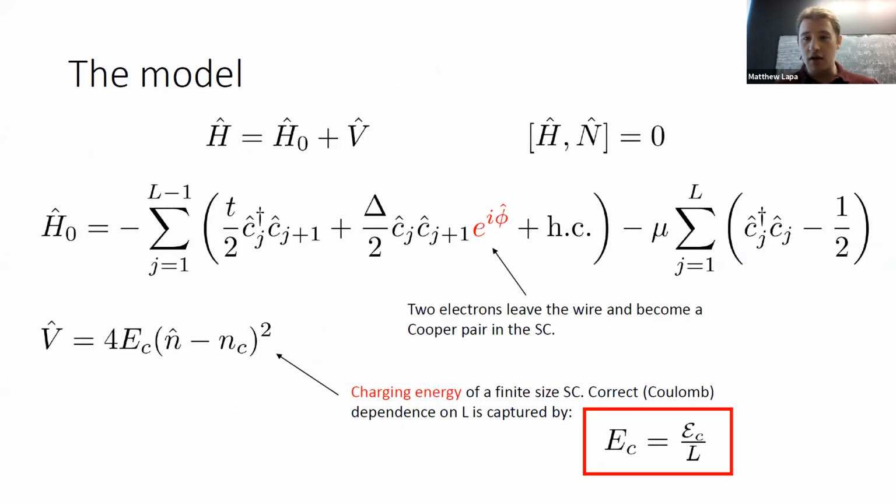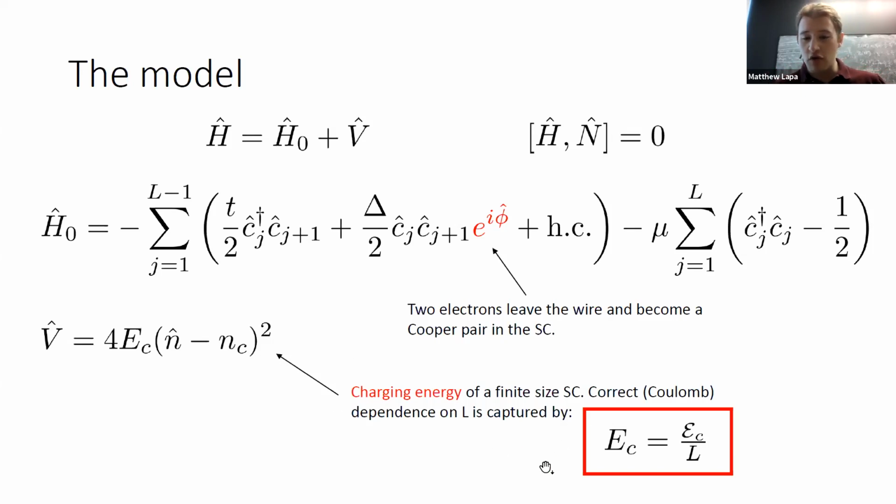So the Hamiltonian for our model consists of two terms. The first term, H naught, looks like the usual mean field Hamiltonian, but it just has this extra insertion of e to the i phi. And the physical interpretation of this is just that when two fermions leave the wire, they enter the superconductor as a Cooper pair. And H naught on its own would be almost trivial, but we also add in the second term V, which represents a charging energy for the superconductor. And this charging energy is written in terms of lowercase n, not the full conserved particle number. So this adds very non-trivial dynamics to this model.